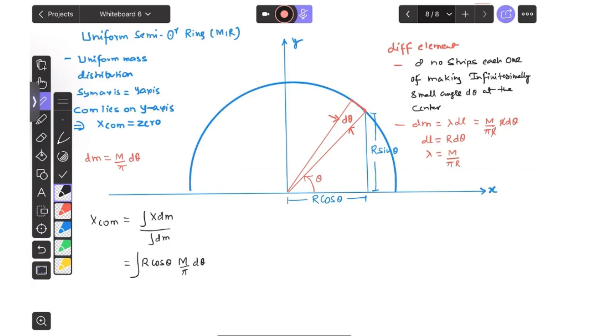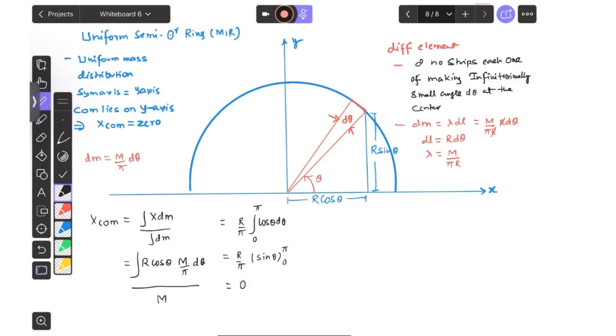And integral dm for this entire thing will be giving us the total mass of this ring. So this m by pi will be taken out of the integral, m will get cancelled and it will become r by pi integral cos theta d theta. And obviously we are going to integrate from 0 to pi. Integral of cos theta is sin theta, and when you plug in limits 0 and pi, sin is 0 for both of them, no? So this xcm is going to come 0, and that is something we knew from before.